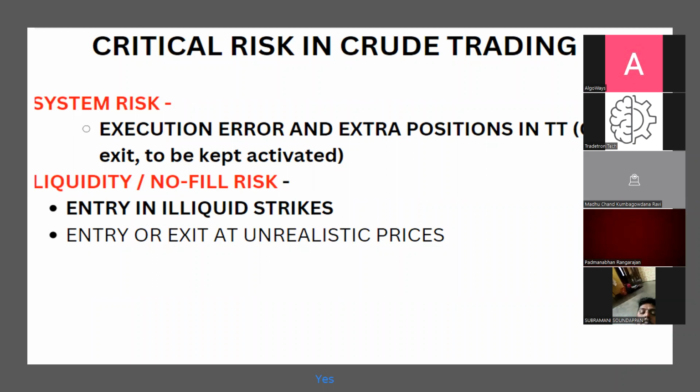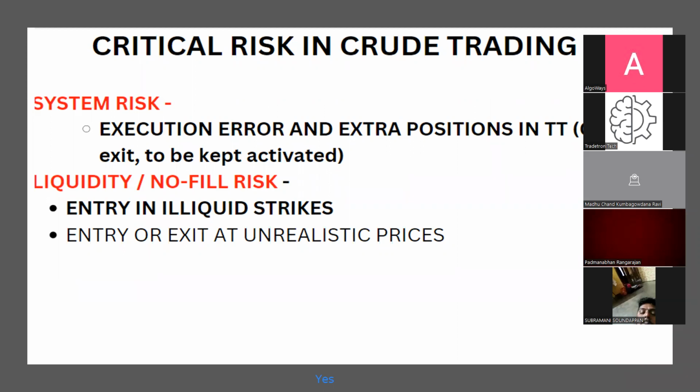Execution error and extra position in TT. This is a TT issue, and I have raised this to Mr. Vikram and Tradetron management also. You would have seen that when a strategy goes into error and you clear the error, it takes double the position for that particular leg which was not executed initially. So one extra position goes if the margin is available. If margin is not there, the strategy will continue to be in error. But this is something which Tradetron can handle and sort out, so that is still manageable.